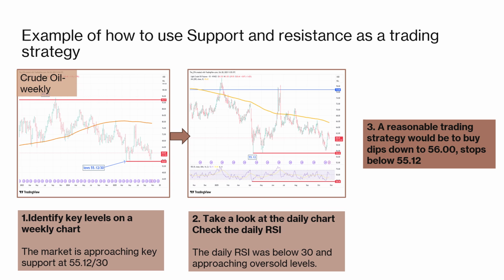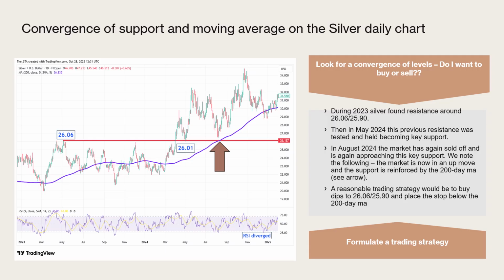When we drop down to the daily chart, we could also see, as it was approaching it, that the daily RSI was below 30 and therefore approaching oversold conditions for this particular market. So a reasonable trading strategy would have been to buy the dips down to 56 and put your stops below 55.12, looking for a rebound.